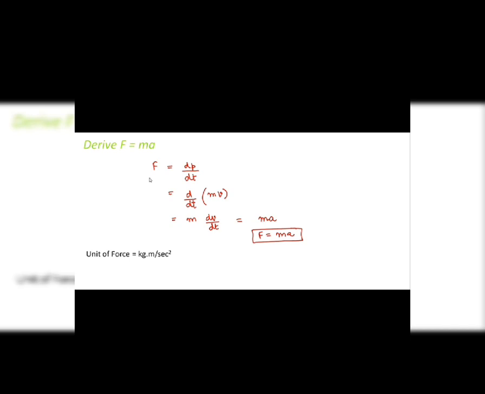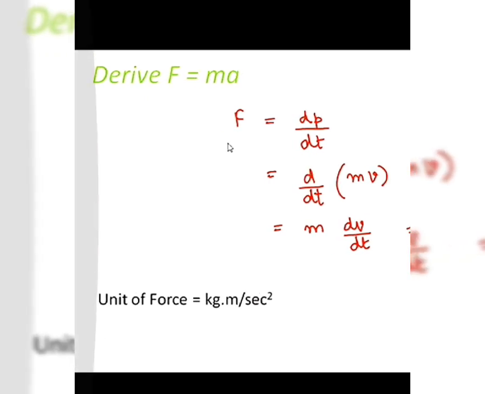Now, what is the unit of force? According to this, we can say that force can be written as: the unit of mass is kg and the unit of acceleration is meter per second square. So the unit of force is kg meter per second square. But the SI unit of force is Newton.